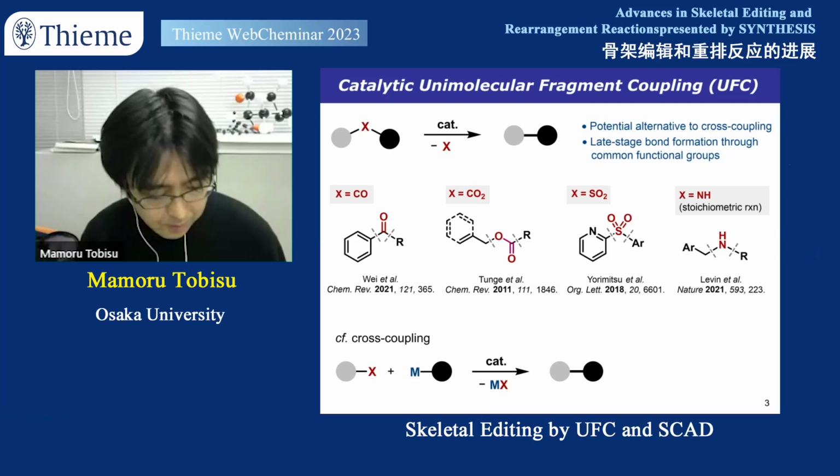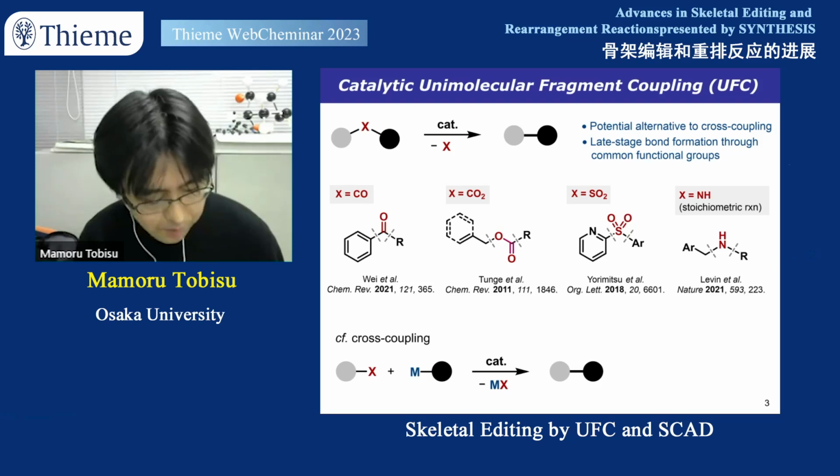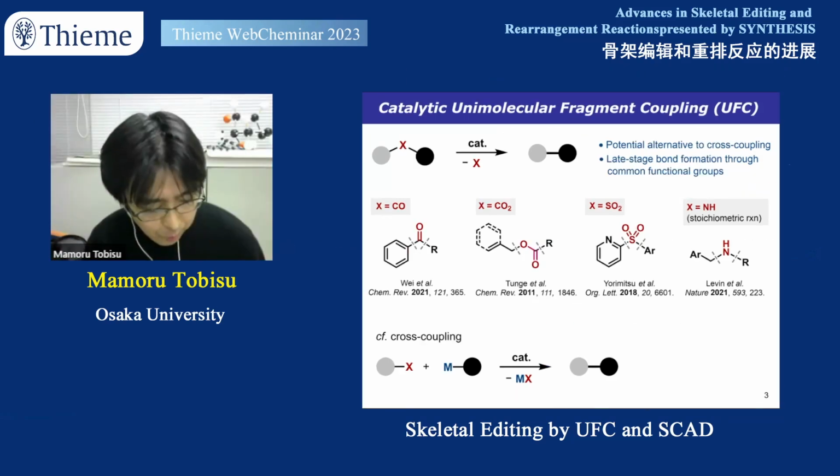UFC can serve as a potential alternative to cross-coupling because it uses readily available starting materials and does not require any reagents except for catalysts, making it suitable for late-stage bond formation. However, the scope of UFC is currently much more limited than cross-coupling because the cleavage of strong chemical bonds is required for UFC to proceed. Therefore, to broaden the scope of UFC, we need a suitable catalyst that can activate strong chemical bonds such as CO and CC bonds.